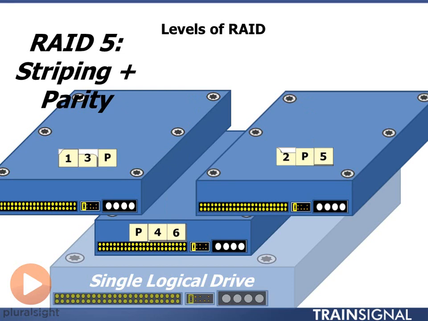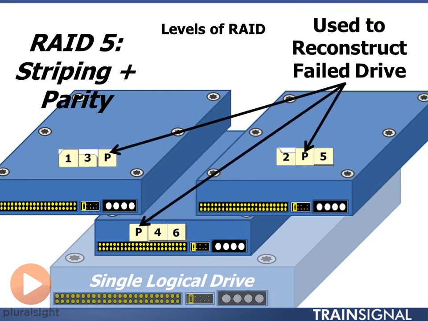The idea here is if one of the drives fails, the parity block, and I'm not going to go into all the details about this, can be used to reconstruct the missing data from the failed drive. And I will tell you that with RAID level 5, you get redundancy, as you can see here with the parity block. You get performance because you are striping.